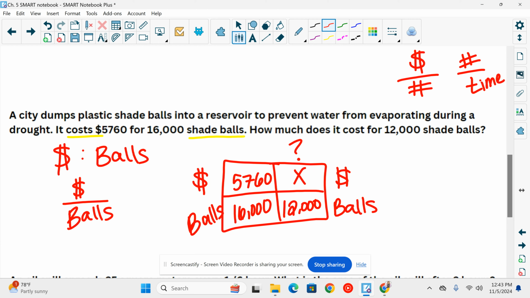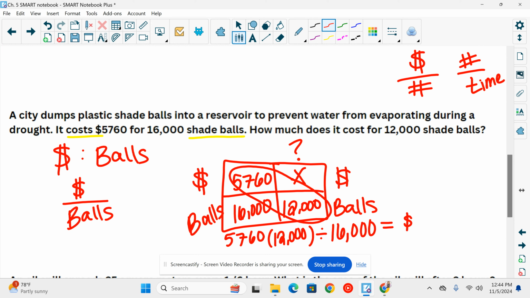And so to solve for x, what process do we have to go through? Multiplication and division. Cross multiply, cross product. 5,760 times 12,000 divided by 16,000, which gives me a grand total of 4,320.